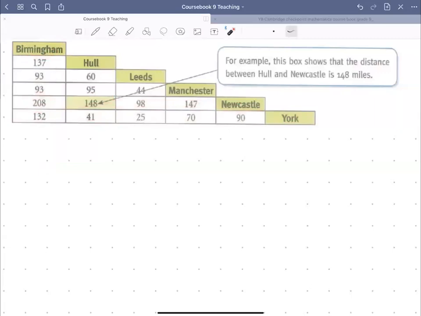So for instance, if they want you to identify the distance between Manchester and Leeds, you just go Manchester, Leeds, and then where they intersect, 44. So Leeds is 44 miles away from Manchester.